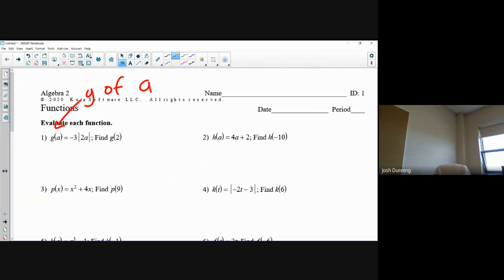So just to recap here, G of A equals -3 times the absolute value of 2A. Find G of 2. All that means is, since it's a function of A, and then it says of 2, put the 2 in for the A. Substitute it in. Then basically this is order of operations. 2 times 2 is 4. The absolute value of 4 is still 4. It's always positive. Then negative 3 times 4 is negative 12.